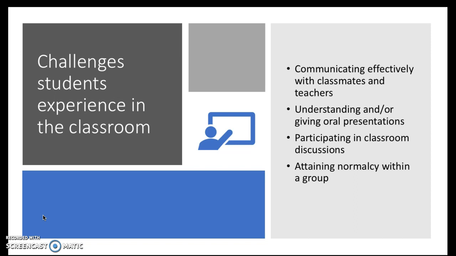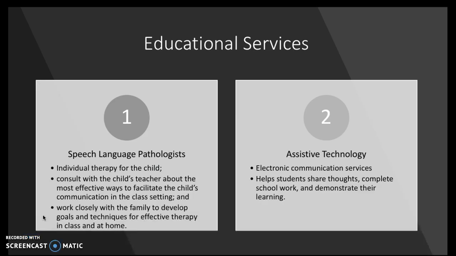So just four major things that I wanted to make a note of: when students are having difficulties communicating effectively with classmates and teachers, when they're having difficulties understanding or giving oral presentations, when they aren't participating in classroom discussions or don't feel like they're able to obtain normalcy within a group, then these are really big indicators that these students in our classrooms need help and we need to step in to help them.